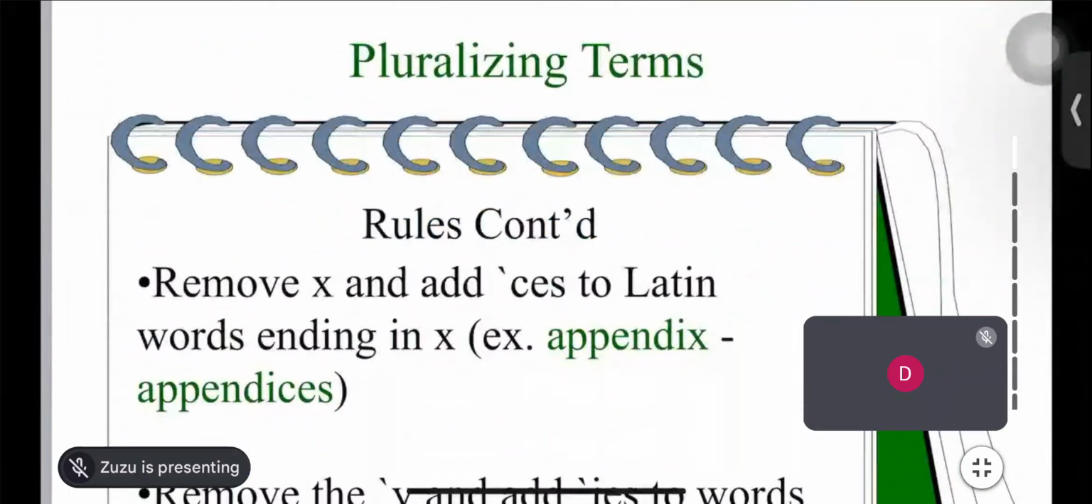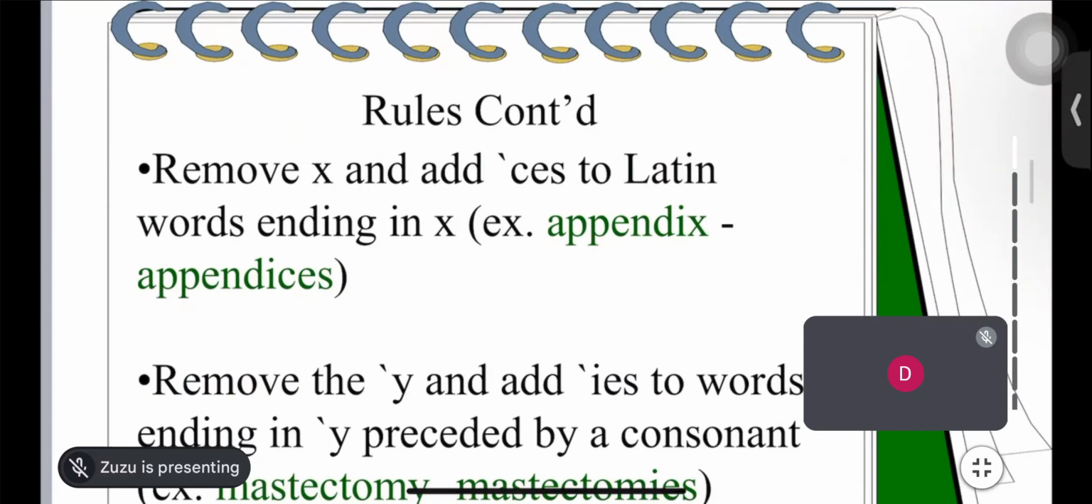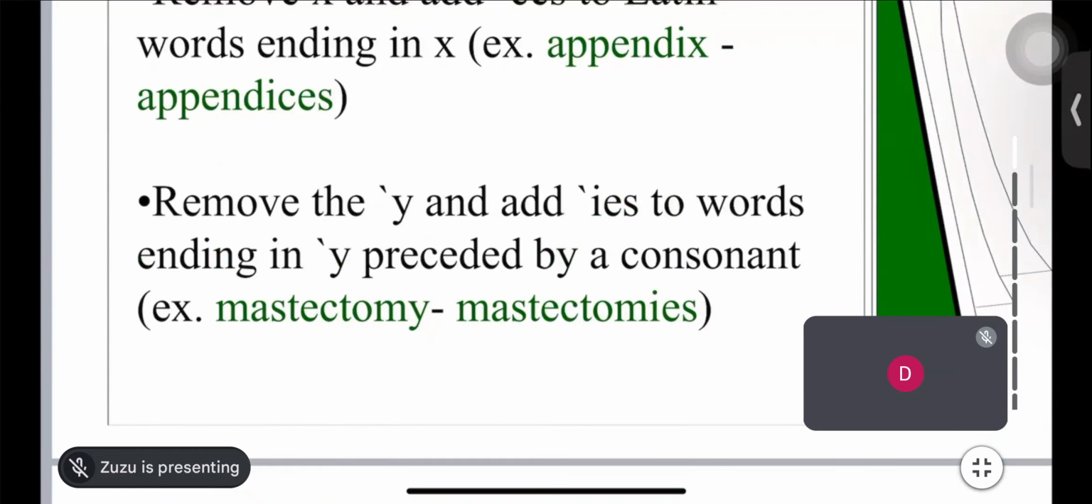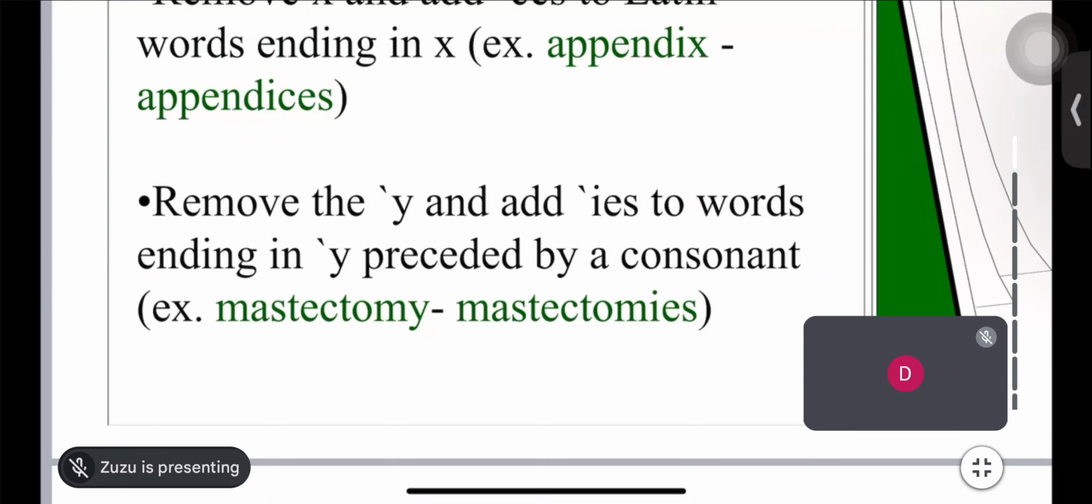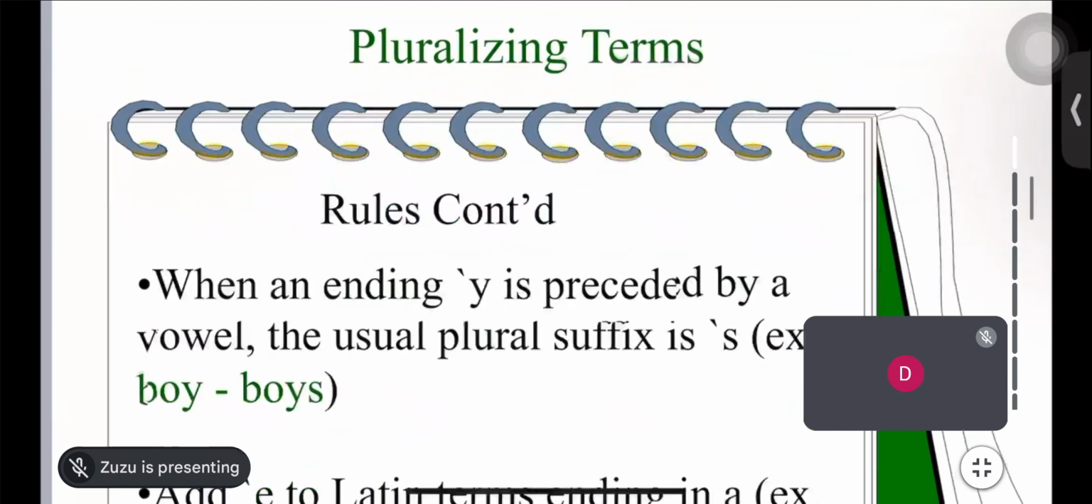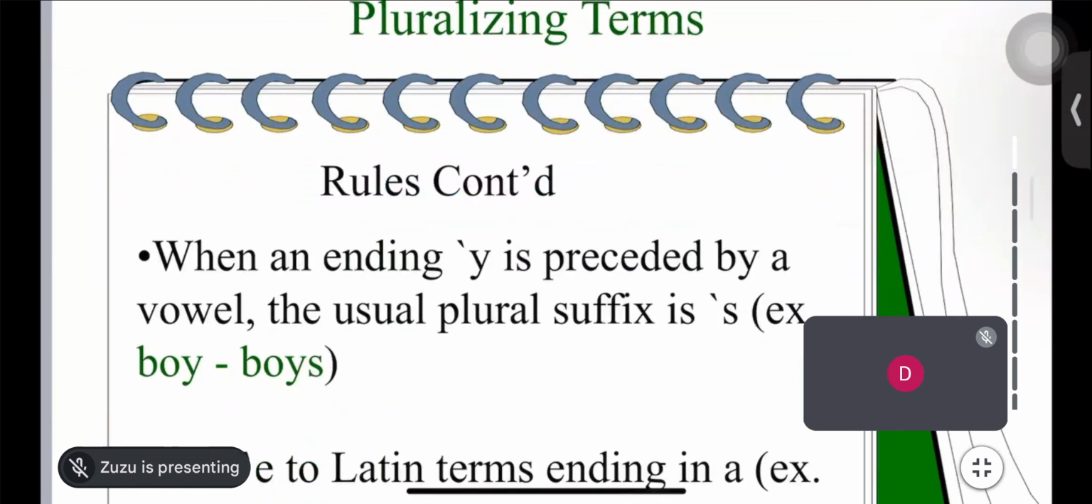Then pluralizing terms, rules continued. You would remove x and add ces to Latin words ending in x, with the example of appendix and appendices. You'd also remove the y and add ies to words ending in y preceded by a consonant, like the example mastectomy or mastectomies. Pluralizing terms continues: when an ending y is preceded by a vowel, the usual plural suffix is s, like boy to boys.